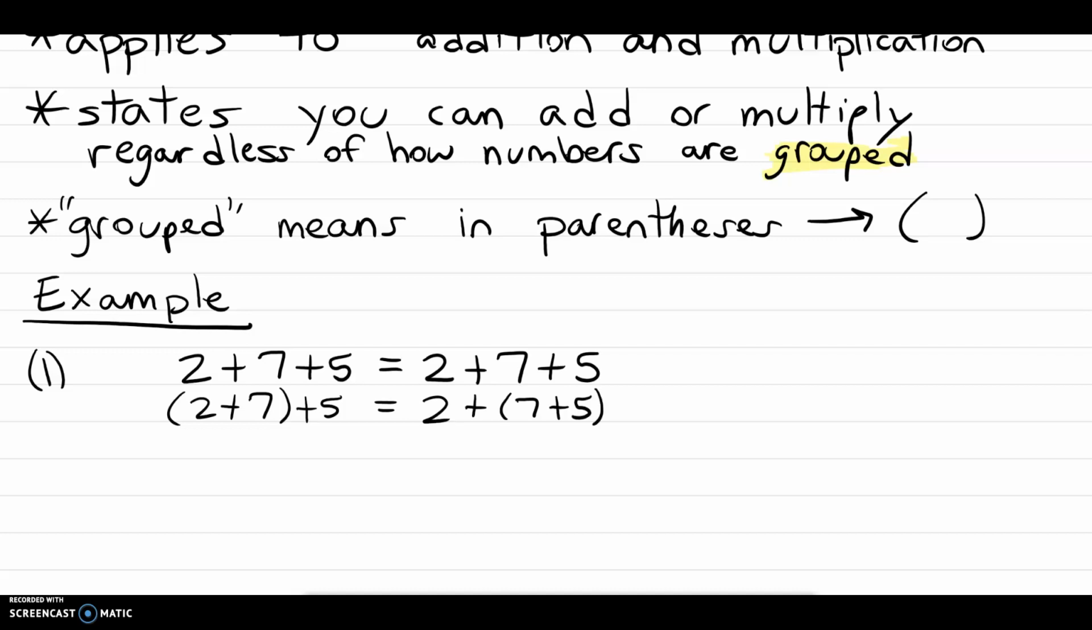So remember, order of operations says you have to do what's inside of parentheses first. So 2 plus 7 is 9, and then 9 plus 5 is 14. So let's see if that's still true on the other side. Inside parentheses there, we have 7 plus 5 is 12, and then 2 plus 12 is 14. So this works out. So it didn't matter how we grouped the numbers, we were able to add and get the same thing on both sides.